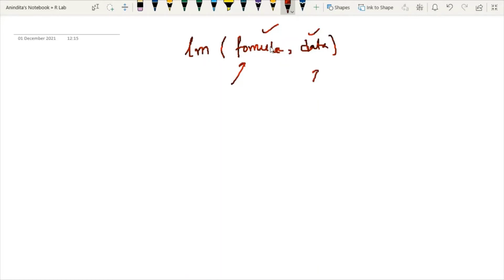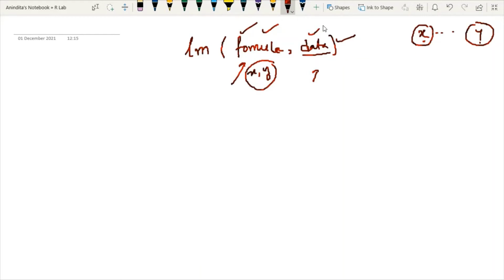Now what is the formula? It is the symbol that represents the relationship between x and y. X and y mean the predictors, the features, and whatever we are going to predict. So the relationship between the feature and the outcome is depicted by this formula. And data, technically, means the vectors we are going to apply it to. It may be a data frame, it may be vectors, anything. The data will be in whichever format we are accepting. So this is the syntax of lm.